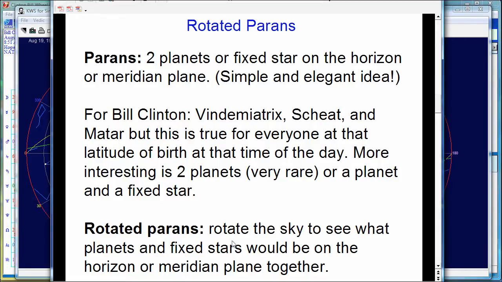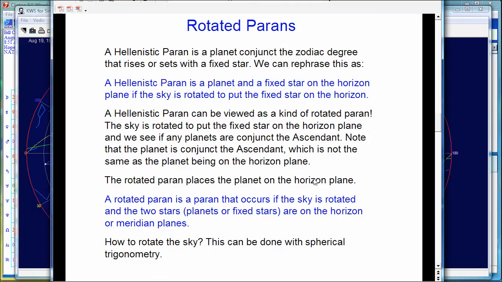you rotate the sky and you see what stars would be on the horizon and meridian plane together if you rotate it. Let me explain what I mean by rotation. We can understand the idea of rotation by going back to the Hellenistic Paran. The Hellenistic Paran, remember, is a planet conjunct the zodiac degree that rises or sets with a fixed star.